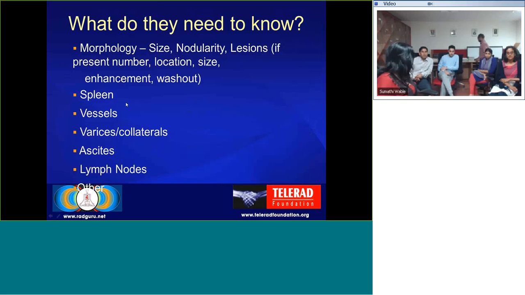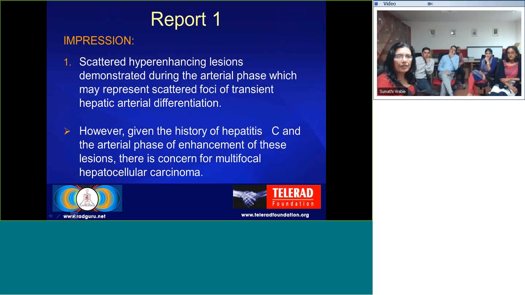So you want to have all of that in the report and give image numbers if possible, because these patients are repeat customers, and so the next person reading doesn't have to go over 100 images to find the one pixel that you described. And what about the spleen, if there's splenomegaly, and the vessels, especially the portal vessels, where are the collaterals, whether there are any portal thrombi, of course ascites and lymph nodes and other stuff.